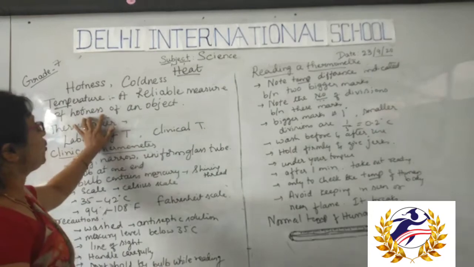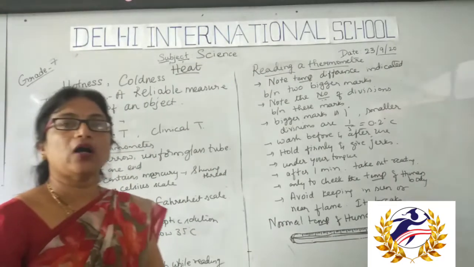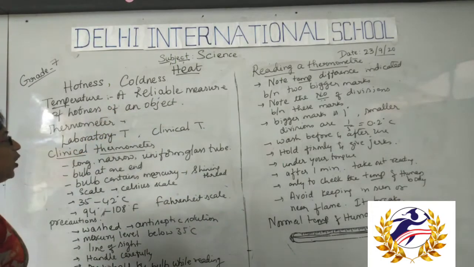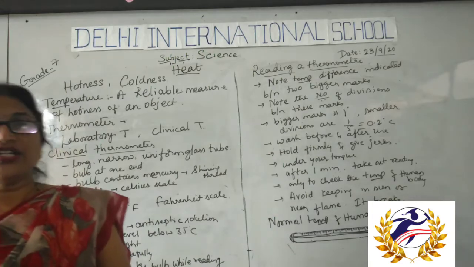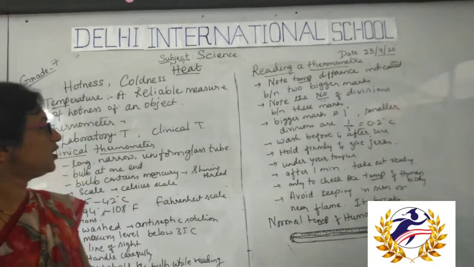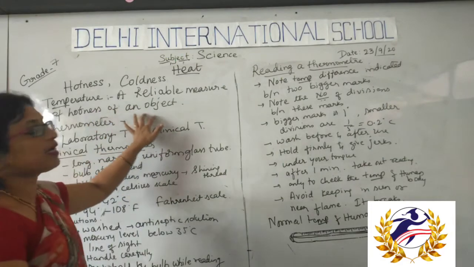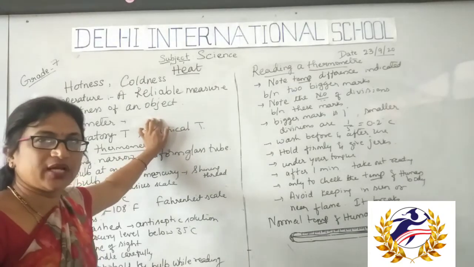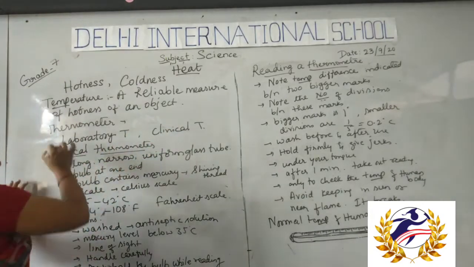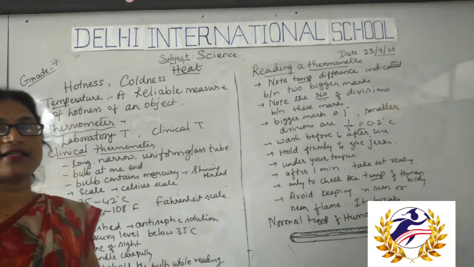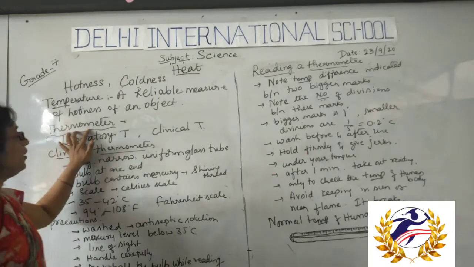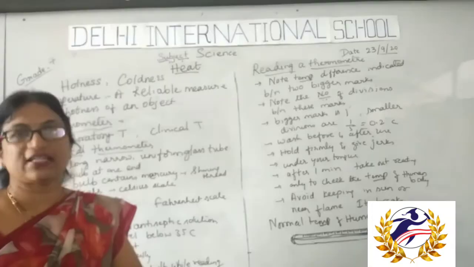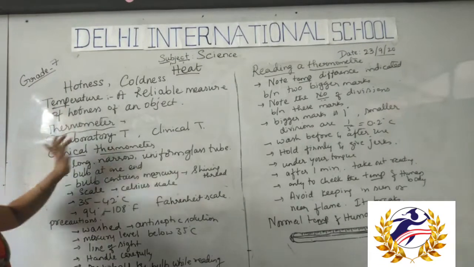So the temperature is a reliable measure of the hotness of an object. Temperature is nothing but a reliable measure of hotness of an object. To measure the temperature, hotness or coldness of an object, we need to have some tool or device, isn't it? That tool is called the thermometer. A thermometer is a device or tool used to measure the hotness or coldness of an object, or to measure the temperature of an object.